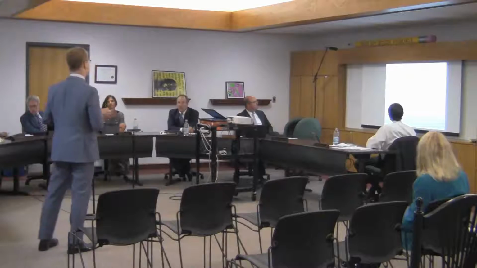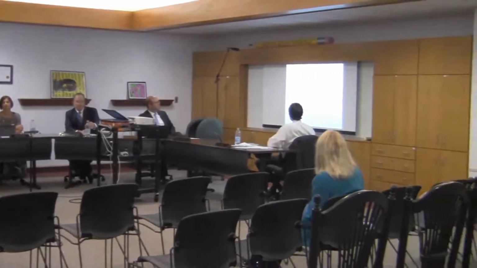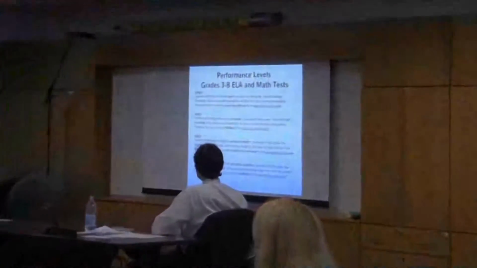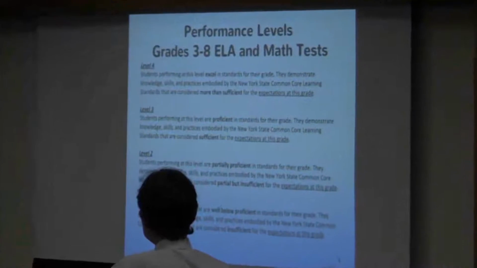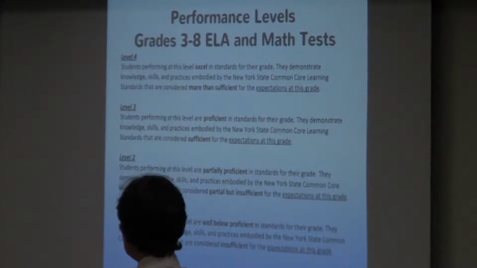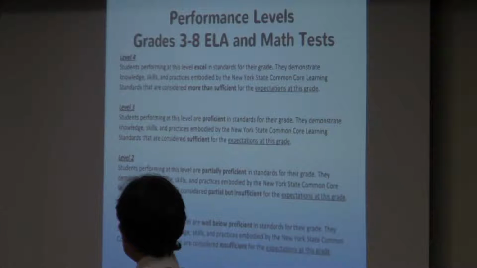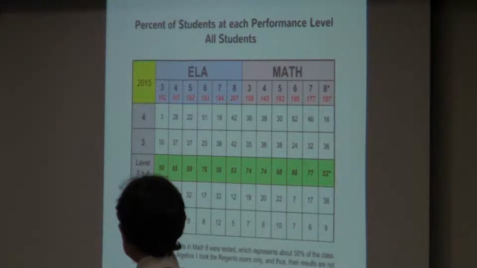I'll remind you that the 3 through 8 ELA and math tests have 4 performance levels. So when I speak on the next slides about level 3 and 4, that is students reaching proficiency. I gave you this slide at the beginning of the school year. This is just the raw data on the percent of students meeting proficiency, or all the performance levels, on the 3 through 8 test by grade level. The green band in the middle is showing the students reaching the proficiency mark. Out of context, it doesn't really mean anything.